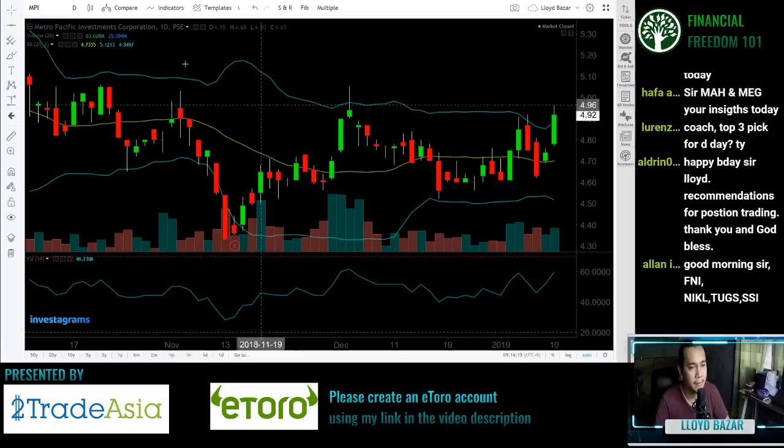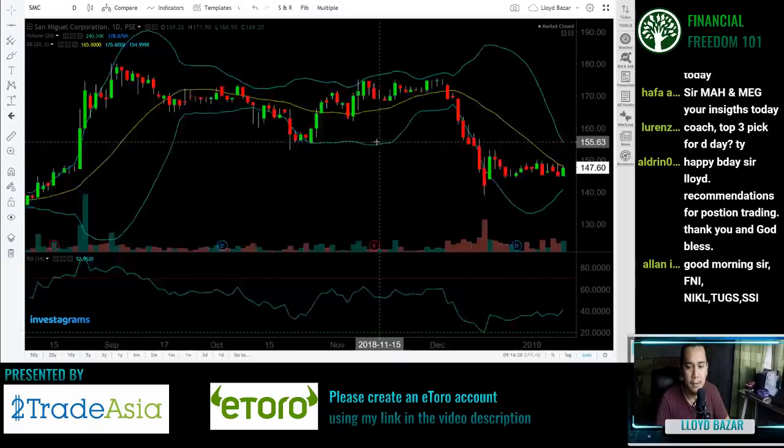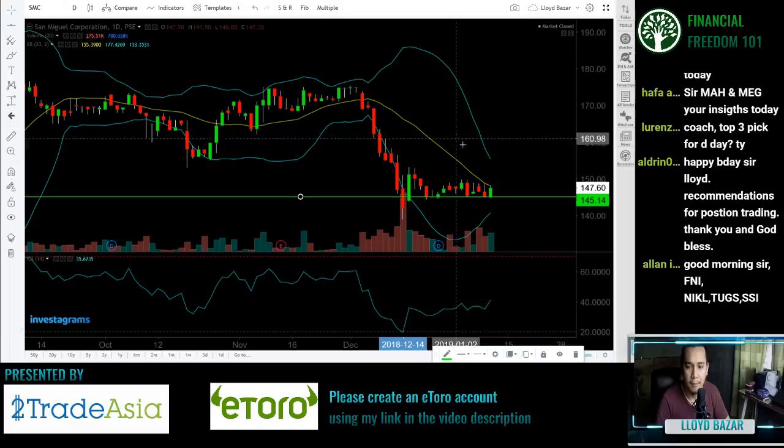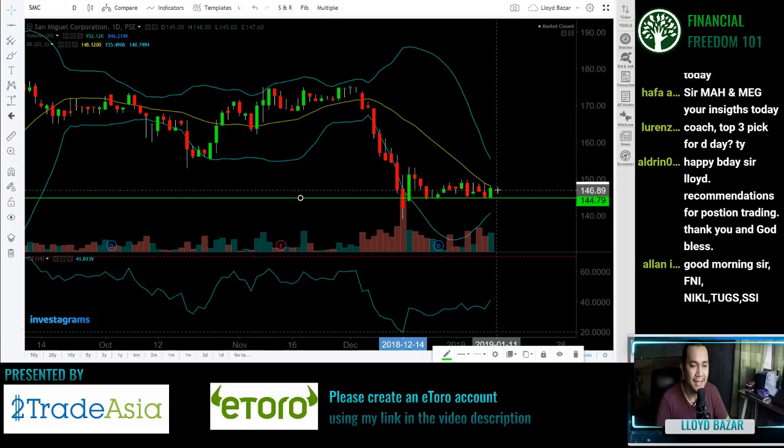Next is SMC. So, mga recommendations ko. SMC, sustaining the support already. Ang ganda na ng support ni SMC. Right? So, Bollinger Band is constricting already. So, that means the price is already stable. Once there's stability, I usually get in that support. So, nagsusustain yung support niya. I will get in that support already. Umaakyat na yung volume niya. So, get in while there's still chance.